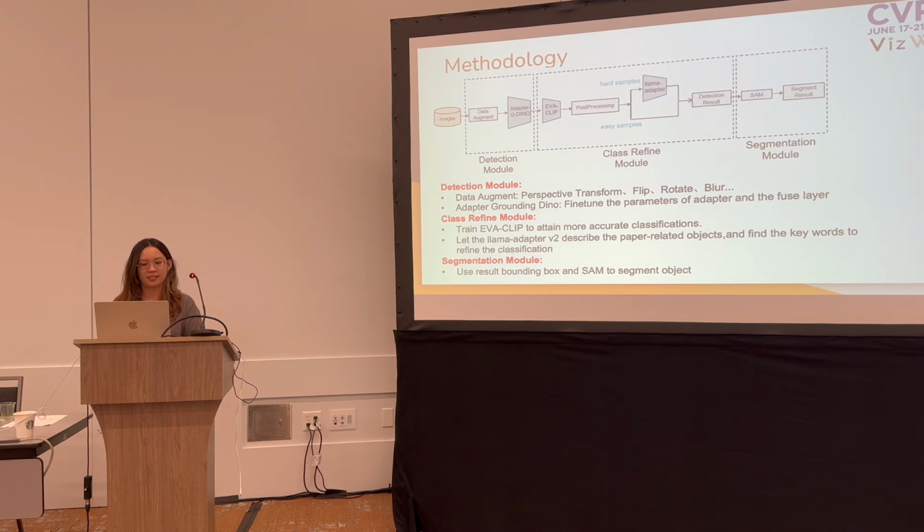Despite these efforts, the recognition of text-related results remains less accurate. Therefore, we incorporate the Llama Adapter V2 model, which performs text recognition on text-related images and optimizes the category recognition based on keywords to determine the final detection results. Finally, we combine the detection results with the Segment Anything model to obtain the ultimate instance segmentation results.